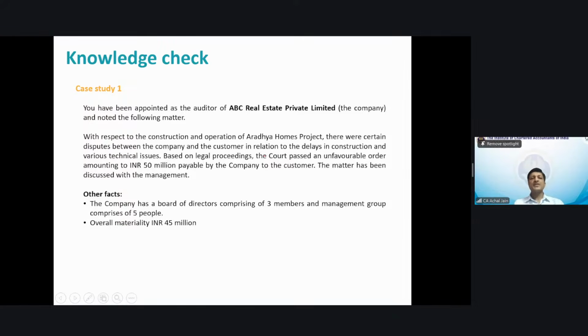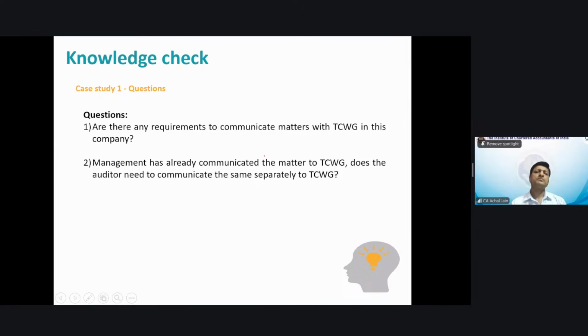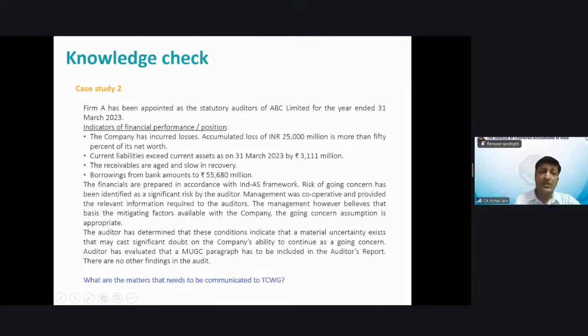The matter has been discussed with the management. The company has a board of directors comprising 3 members and the management group comprising 5 members. If you look at the materiality from the auditor's side, it's 45 million. Now, in this case, the question arises: are there any requirements to communicate the matters with TCWG in this company? Management has already communicated the matter to TCWG. Does the auditor need to communicate the same separately to TCWG?